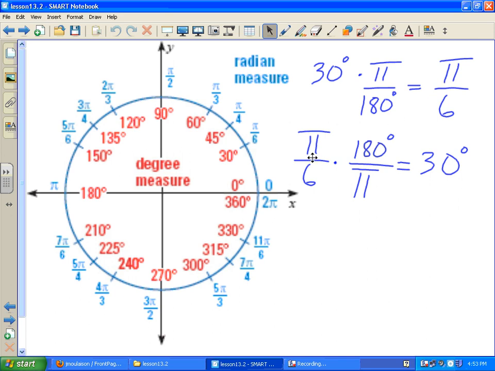To convert from radians to degrees, starting from an angle that's measured in radians, 180 degrees is equivalent to pi radians. This time the conversion factor places 180 degrees in the numerator, pi radians in the denominator. Now when I multiply, radians cancels with radians in the denominator. I'm left with degrees in the numerator. And the result here, the pi's cancel. I've got 180 degrees divided by 6, 30 degrees.